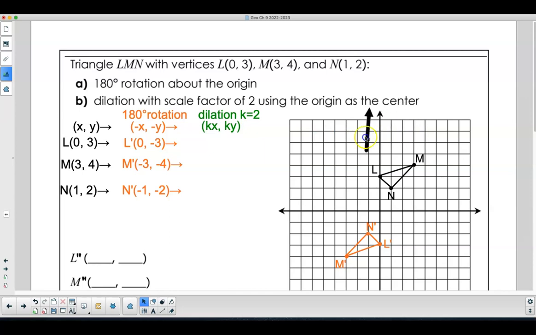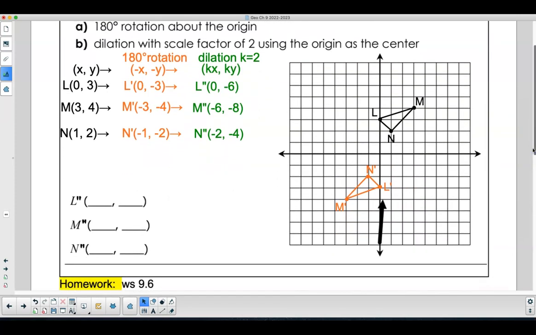Now I'm supposed to dilate with a scale factor of 2 using the origin as the center. So I've got this dilation, k = 2. This is going to blow it up. I'm going to multiply each x and y coordinate by 2. So 2 times 0 is 0, 2 times -3 is -6, 2 times -3 is -6, 2 times -4 is -8, 2 times -1 is -2, 2 times -2 is -4. I put those on my graph, and I recognize that the point (0, -6) is going to be down here. My dilation is an enlargement because 2 is bigger than 1. So this is my final resting place.